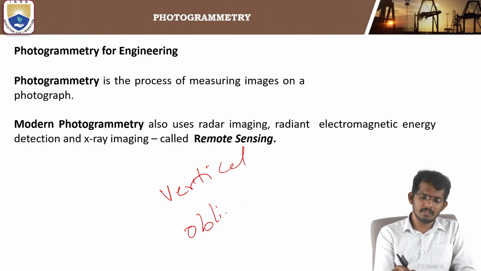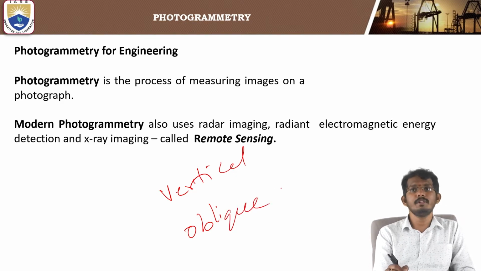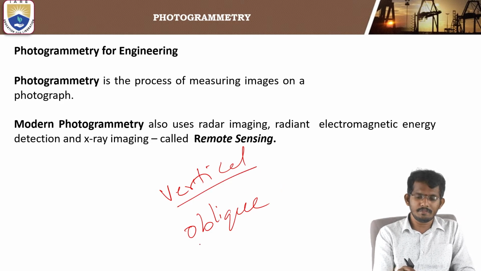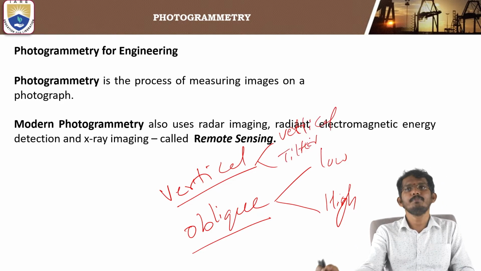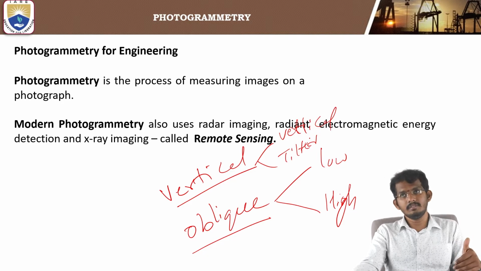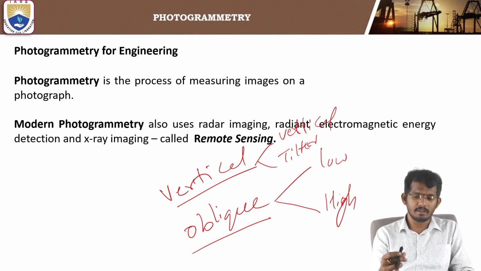So we have vertical and oblique photographs. In oblique photographs we have two types: one is low oblique and one is high oblique. Whereas in vertical photographs we again have two types: vertical or tilted. And again, low oblique and high oblique photographs are there.